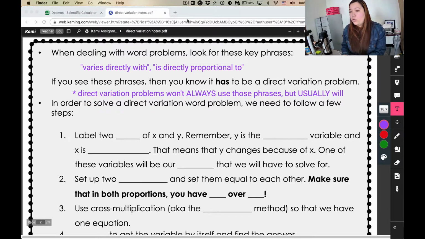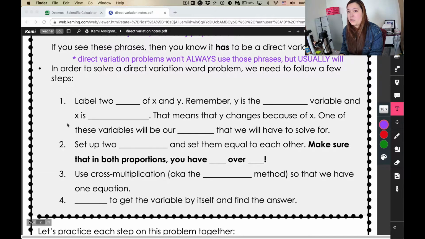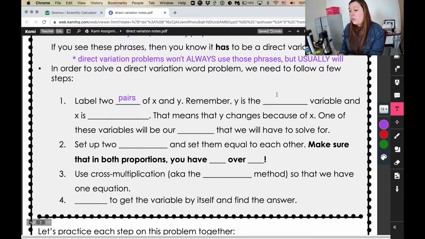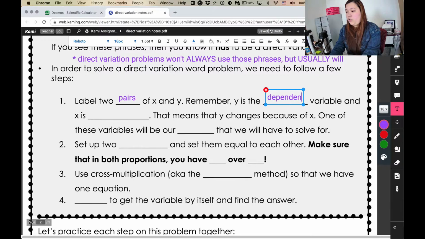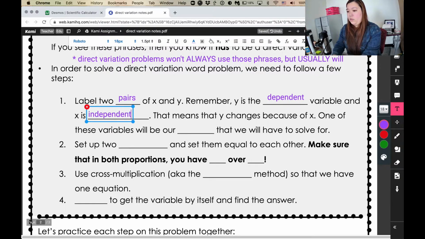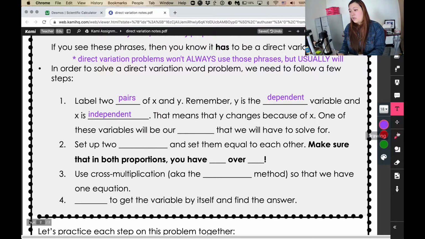Alright, so in order to solve a direct variation word problem, we need to follow a few steps. And so these steps, when you hear them, it might not make sense right away, but once we do the practice problem with them, you'll understand what I mean. So for now, just hang in there. So step 1 is we want to label two pairs of x and y. Right? Remember, y is the dependent variable and x is independent. This means that y changes because of x, not the other way around.